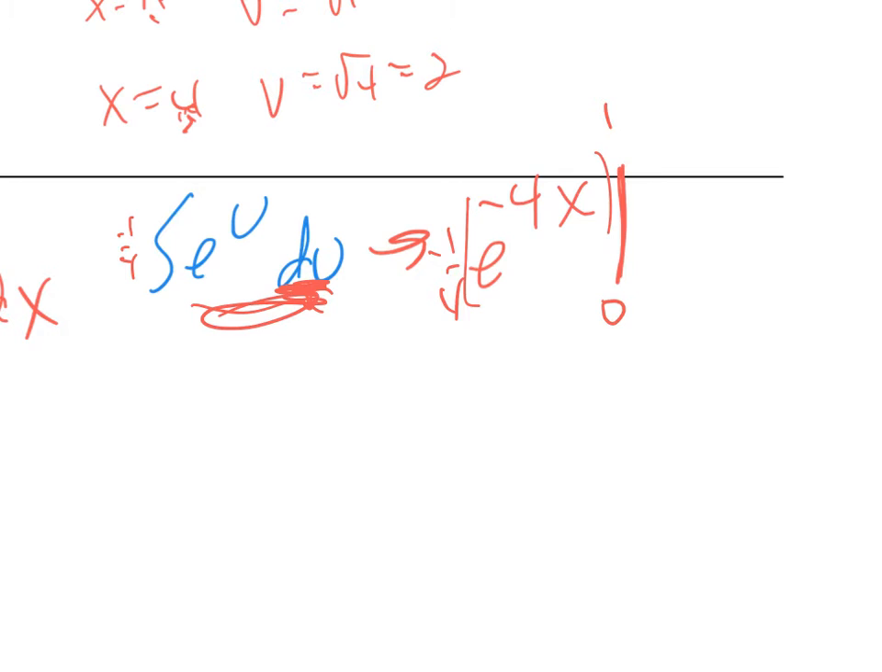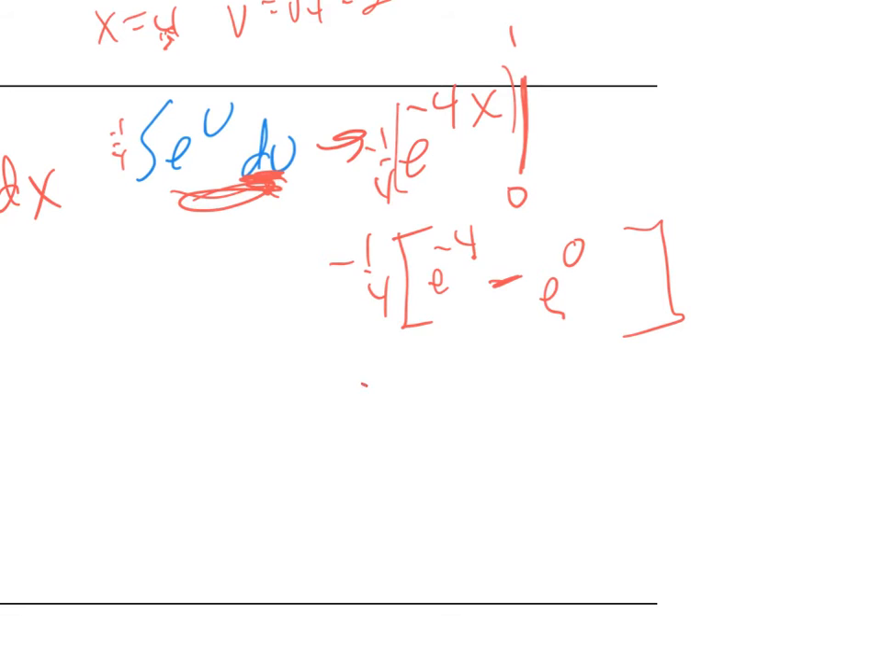Plug in my 1. That's negative 1/4. What I do, I take that negative 1/4 and I just put it on the outside. And I say e to the negative 4 minus e to the 0. That turns into negative 1/4, 1 over e to the 4, minus 1. I'm just guessing what he might be doing. It's anything to the 0 power.